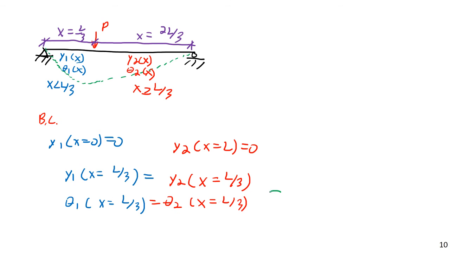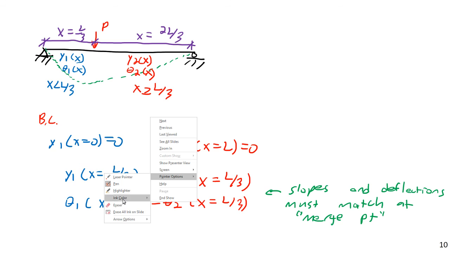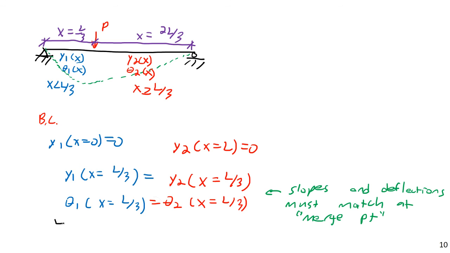So again, slopes and deflections must match at the merge point. And so for this kind of problem, you will have four unknown constants and four boundary conditions, and you can solve for all of them.